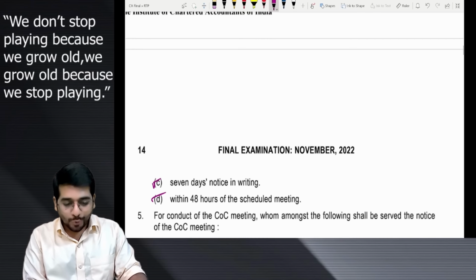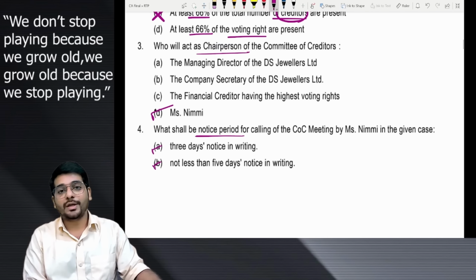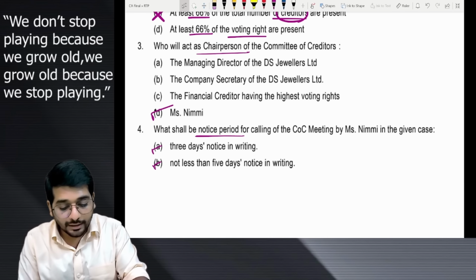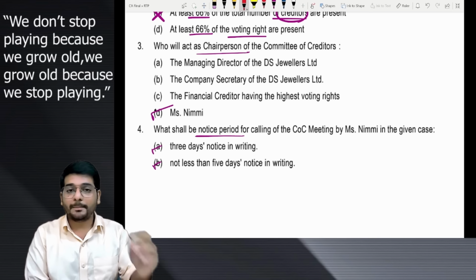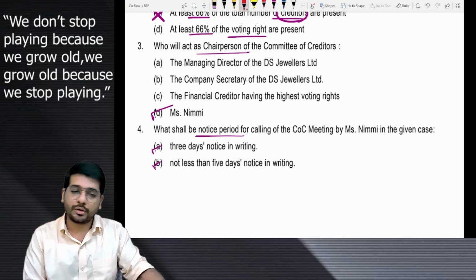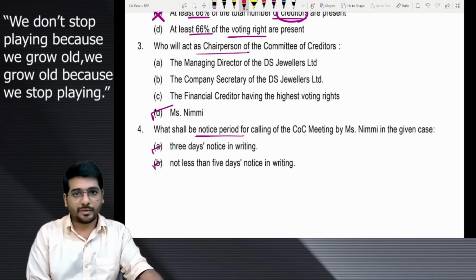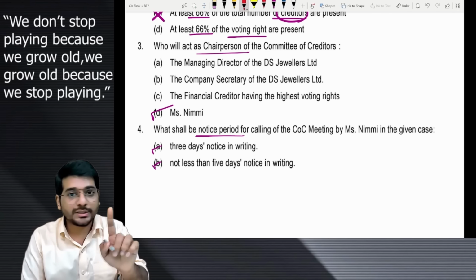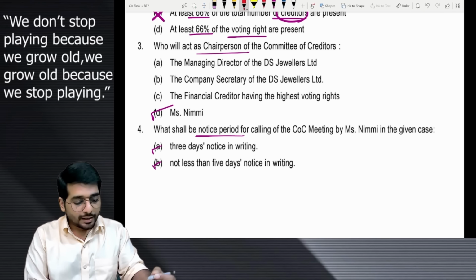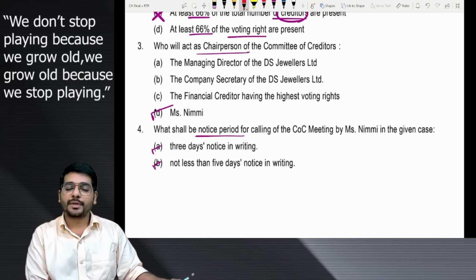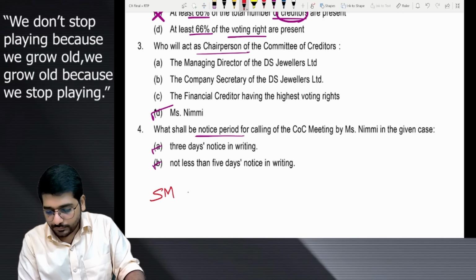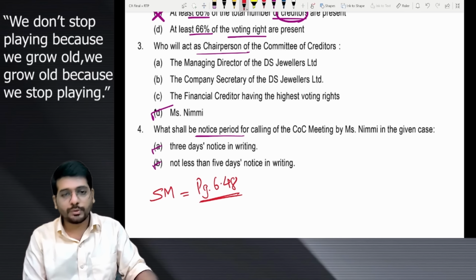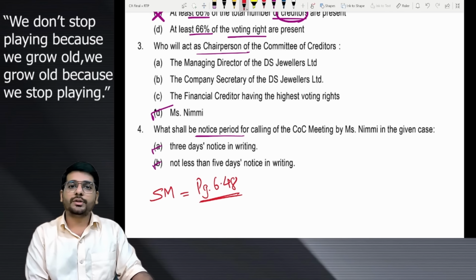Nice question. Good question. To answer this question, you will have to have either referred to the study material of ICAI or the main book which you are having, my main book. If you are having the latest one, then you can get it over there, right? This concept is not there in the summary notes, right? So here, what shall be the notice period? If you have referred to, I will give you the reference in the study material. It is page number 6.48. You will get it on page number 6.48 on the study material.